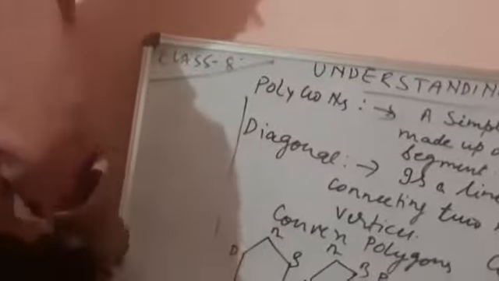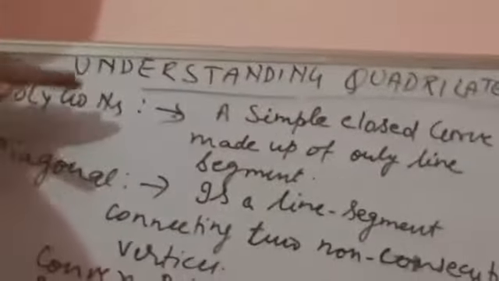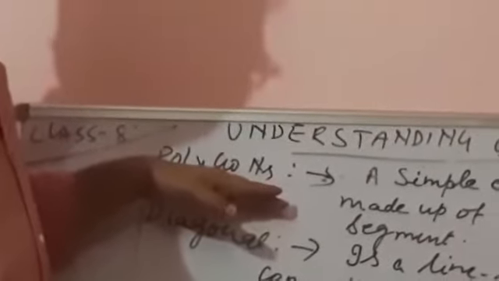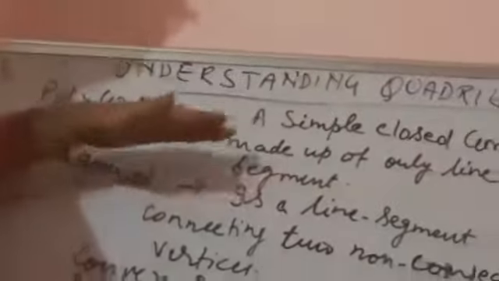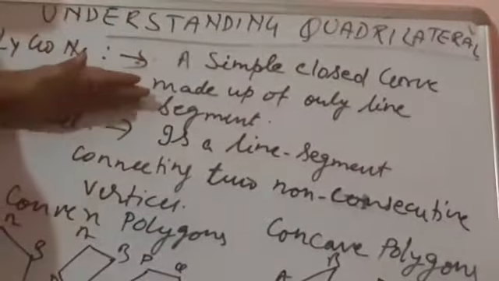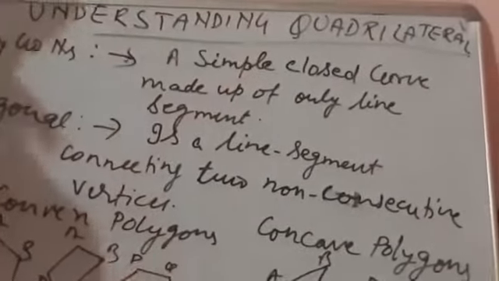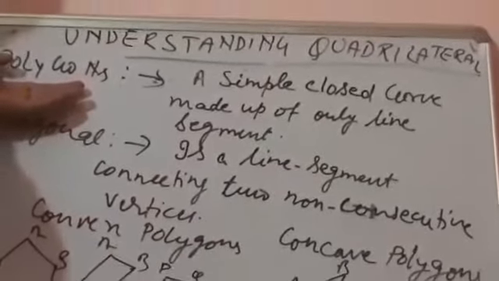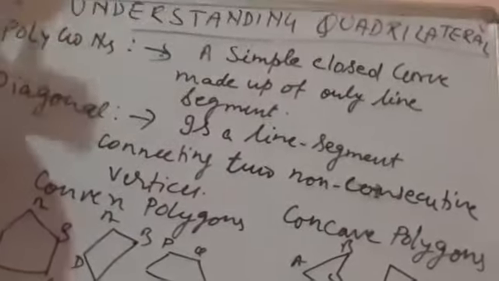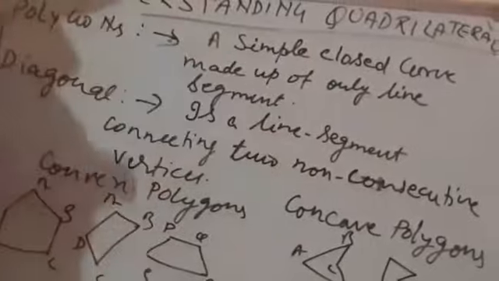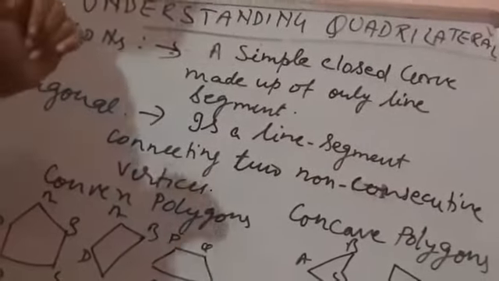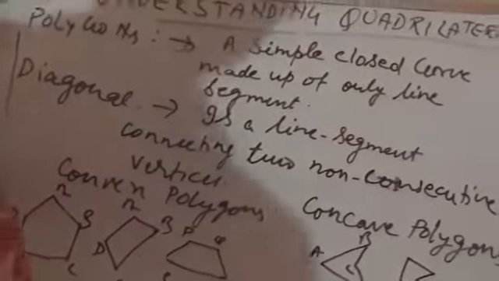Now I am coming to class 8, Understanding Quadrilaterals. The very first topic given is polygons. It is defined in your NCERT also: a simple closed curve made up of only line segments. You have a lot of examples of polygons: triangles, quadrilaterals, parallelograms, and many more. So, a simple closed curve made up of only line segments.